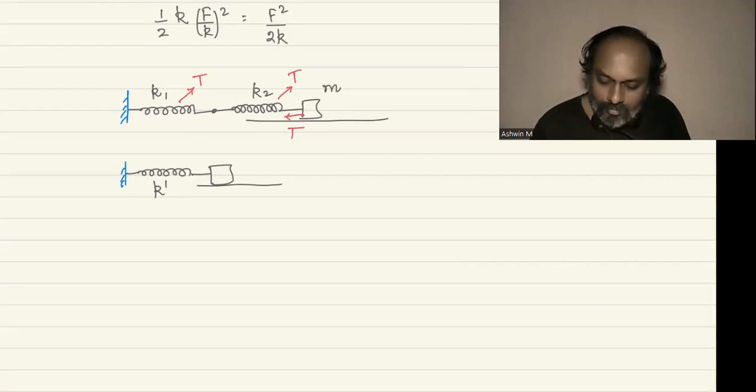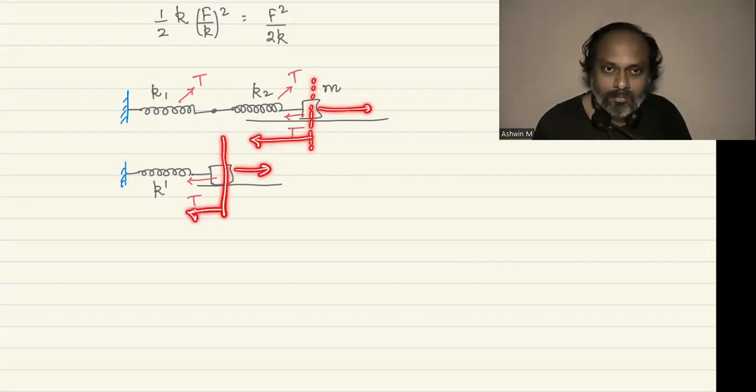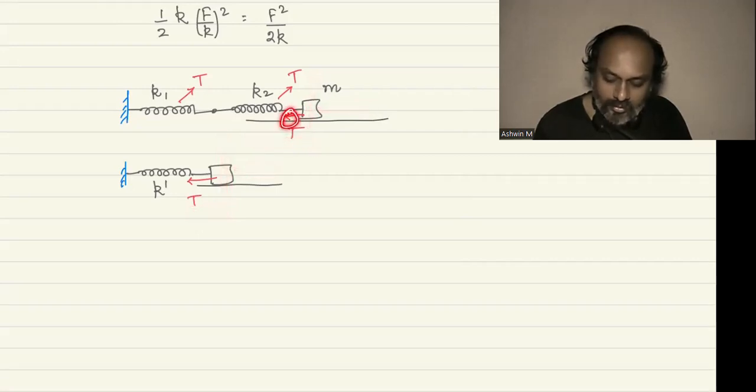And now, when we are replacing that k1, k2 with one equivalent spring, there must be exactly the same force which that spring exerts on this particular block, so that whatever oscillation nature is there for the block with the two springs present, even with the single spring present, you must have the same kind of oscillation characteristic for the block. So there must be an identical force acting on the block in the previous case and in this particular case, that I'm calling T.